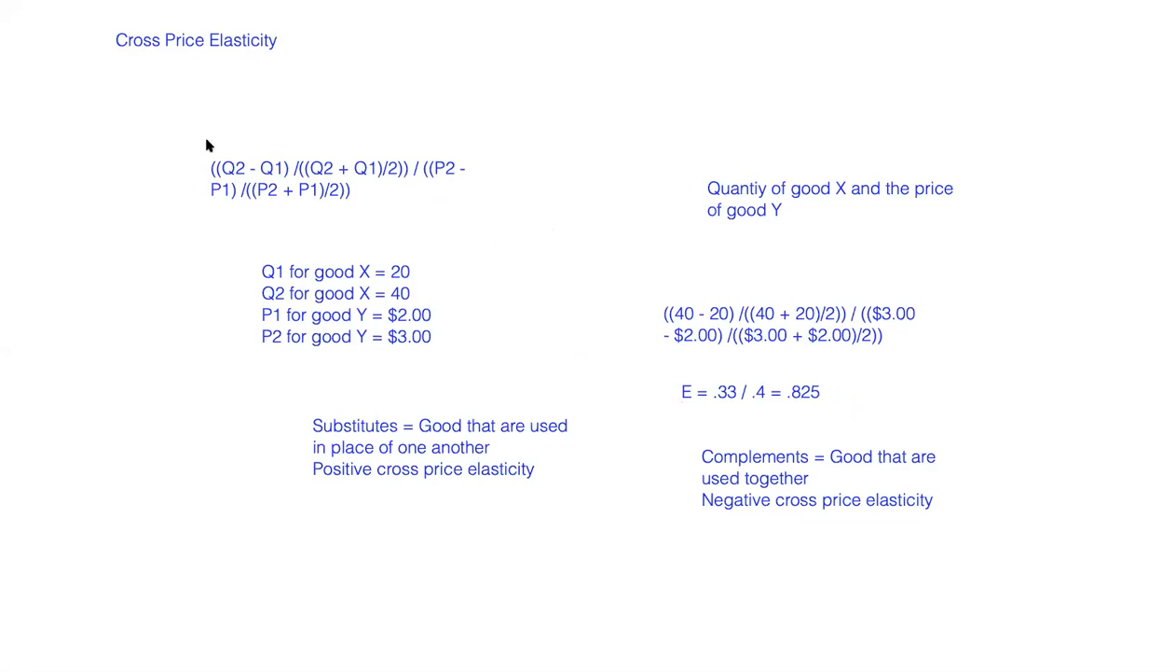So whether it's cross price elasticity for substitutes and complements, or elasticity for demand and supply, it's either going to be unit elastic, inelastic, or elastic.